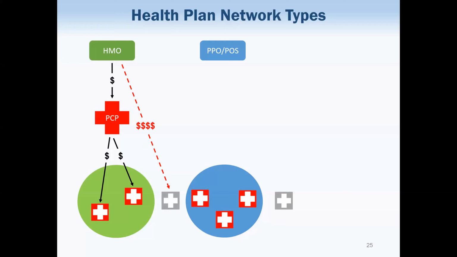Now, if they go and receive any care out of network at a provider that's not contracted with, they're going to have to pay the full cost of that care. There's no coverage or reimbursement for that care in an HMO.